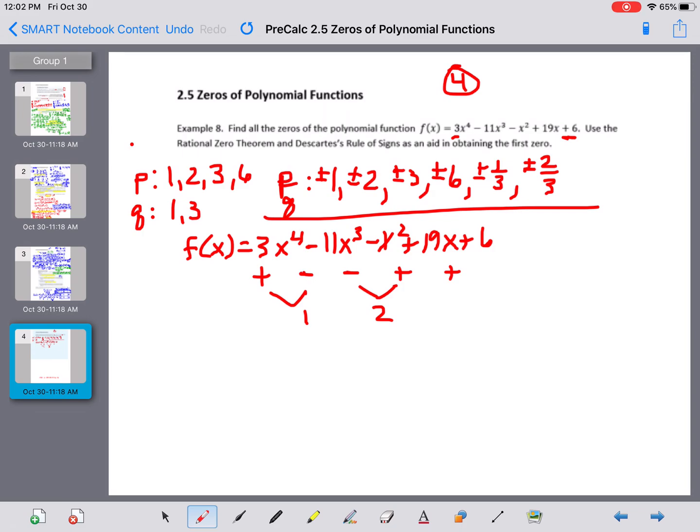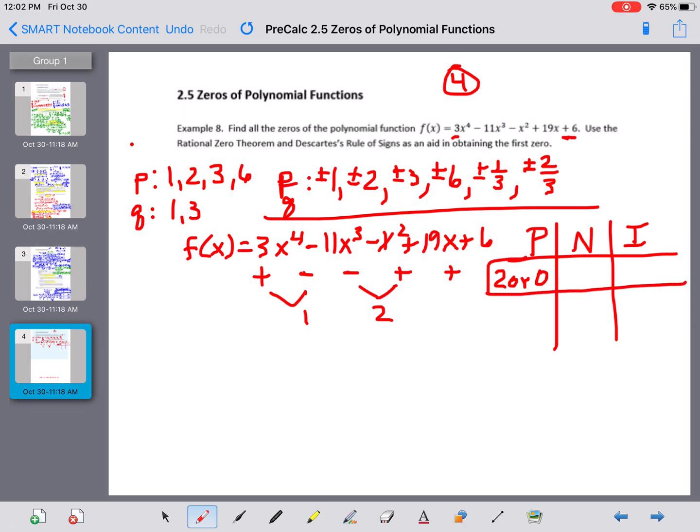So positives, negatives, and imaginaries, those are my choices. So maybe I have 2, or I subtract 2 and get 0. So for my positives, I have a choice of positive 2 or 0. That's my choices. I can't have 1. I either have 2 or 0.